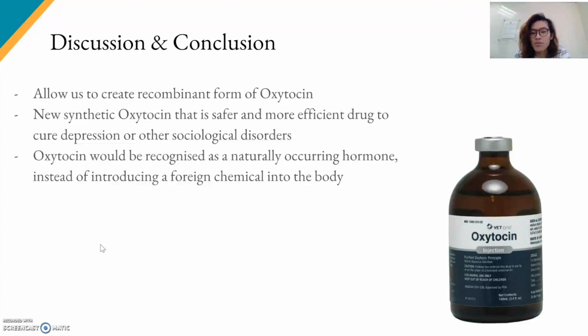By understanding its binding process, we can create a recombinant form of oxytocin that can be a drug or a form of medication for people who have depression or social disorders. This new synthetic oxytocin could be much safer and more efficient as compared to the antidepressants that people are taking right now, because oxytocin will be recognized as a naturally occurring hormone instead of introducing a foreign chemical or drug into the body. So basically it's much safer and much better, and the human body would accept it better. The side effects of a normal drug wouldn't be felt as much.